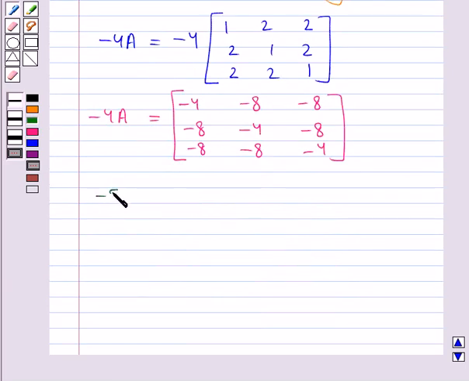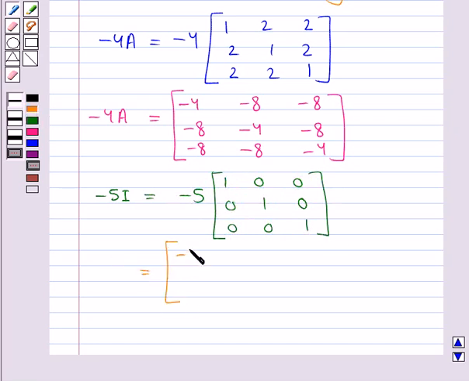Then next we have minus 5I. So this would be equal to minus 5 into the identity matrix, that is 1, 0, 0, 0, 1, 0, 0, 0, 1. So this would be equal to minus 5 into 1, that is minus 5. Minus 5 into 0 is 0, again 0, and 0. Minus 5 into 1 is minus 5. Minus 5 into 0 is 0, again 0, then 0. Minus 5 into 1 is minus 5. So this is minus 5I.